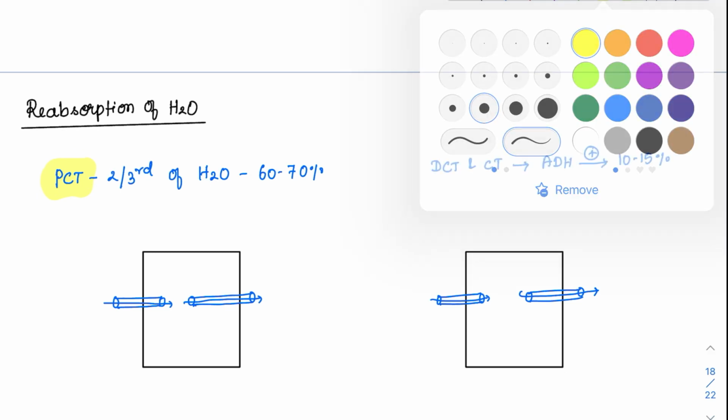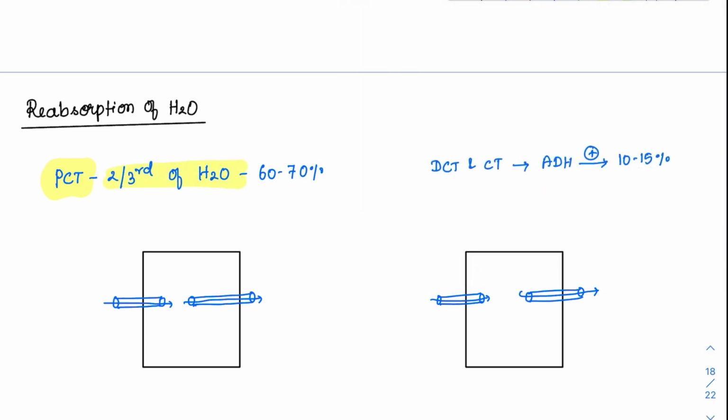So in the PCT, already 2/3 of water is being reabsorbed. 60 to 70% is reabsorbed in the PCT. And water channels, what is the name of water channels? They are called aquaporins, because aqua itself is water. It will be like inserting the aquaporins inside that. So the type in the PCT is aquaporin type 1.